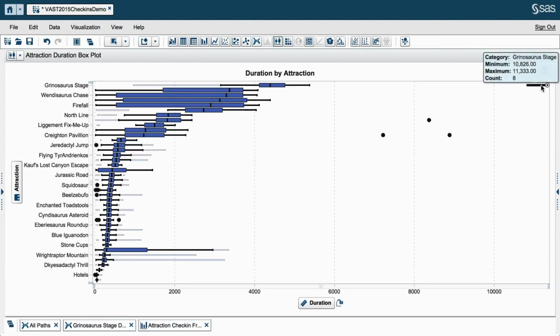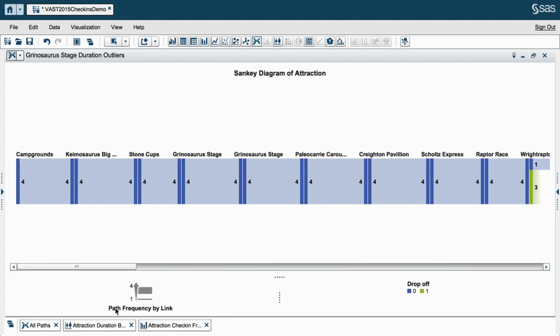Box plots were used to find outliers in the check-in data, and those outliers were examined in detail by their travel path and by the details of their check-in activity.